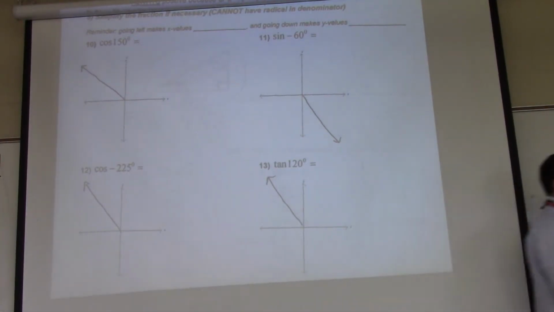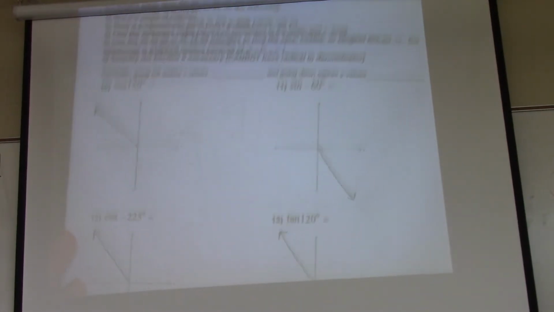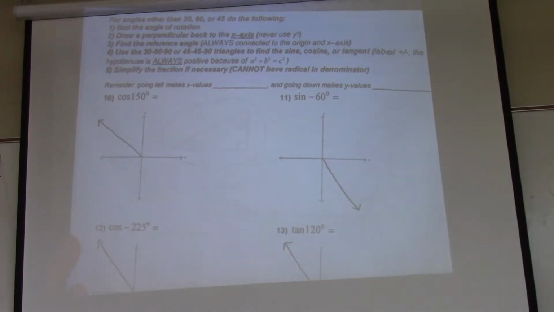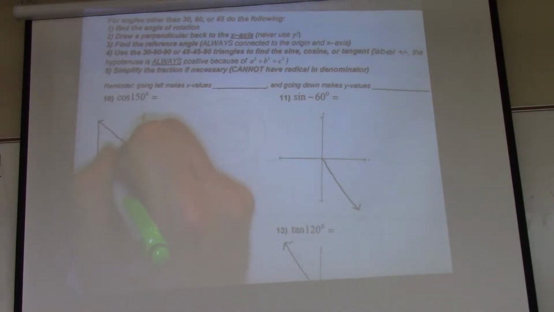So there's my first step. Draw the actual angle. Okay? Second step. Draw a perpendicular line back to the x-axis. This is called creating a reference angle. Okay? So from the arrow, just draw a line right down to the x-axis.